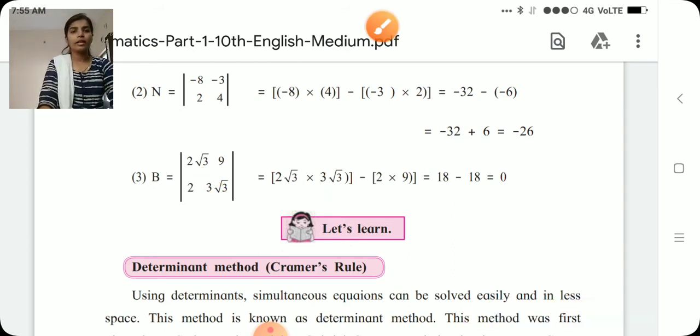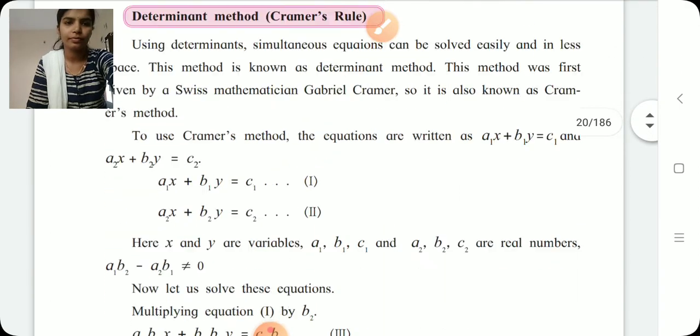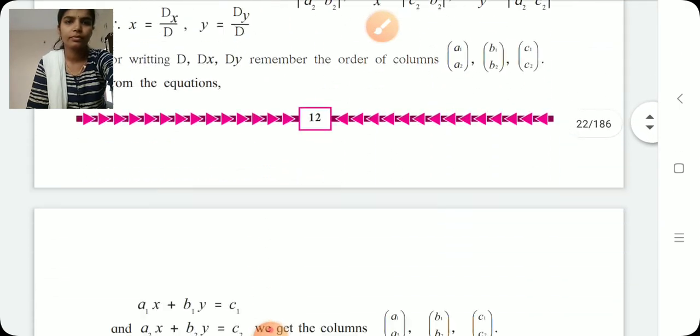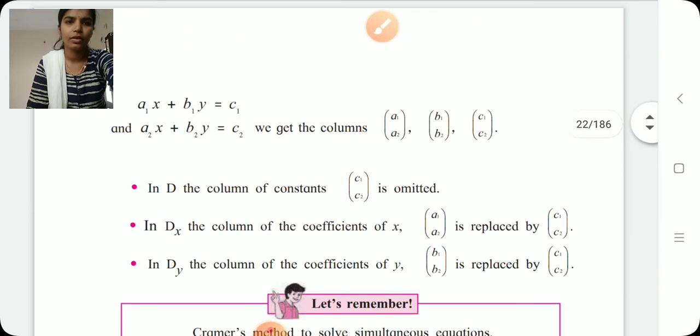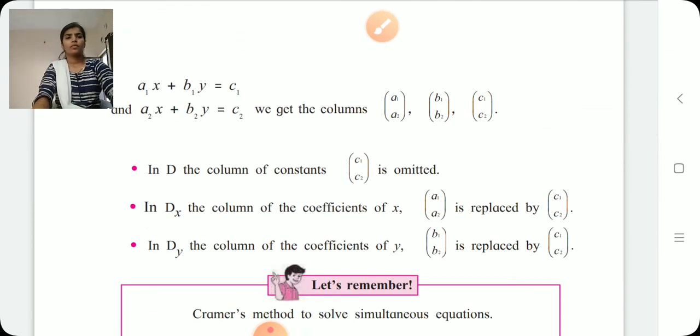In Cramer's rule, we solve this type of determinants to find the solution of our simultaneous equations. Then we will see Cramer's rule. All of you know that when we are solving linear equations, we require two simultaneous equations. Without that we don't get the answer or solution of our equation.